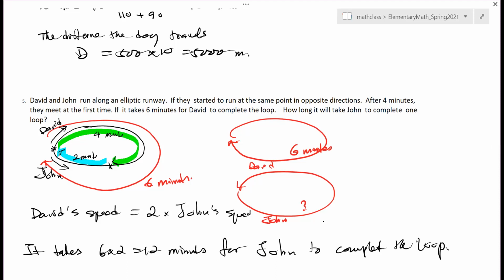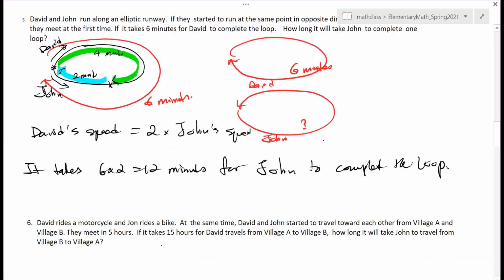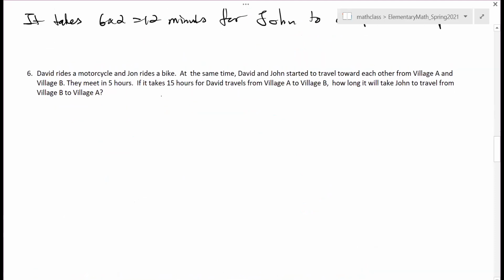But you can also solve this problem using equations. If the problem becomes complicated, then you have to use the equations. For example, if you change it so that after 4 minutes they meet the first time, and it takes 5 minutes for David to complete the whole loop, then the problem is going to be more complicated without using equations. But I'm not going to use equations here to change the problem. Let's move on to the next problem. Sometimes, as I show you, it's better to use the equations to solve.